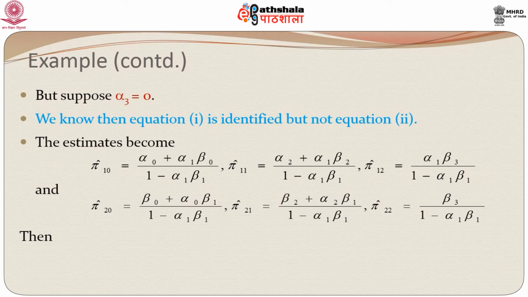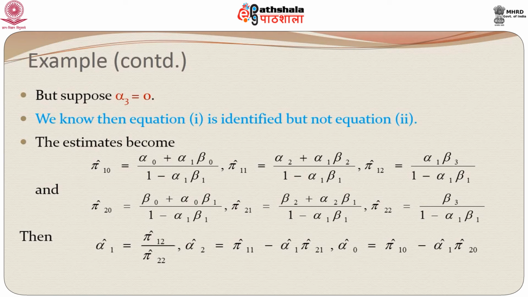Now, if you look at this, what we can see is that if I take the ratio of pi 1 2 hat by pi 2 2 hat, the ratio of the third component in both cases, what we get is alpha 1 hat. The beta 3 by 1 minus alpha 1 beta 1 cancels off and we are left with alpha 1, and hence we get a solution for alpha 1 hat. Similarly, a little algebra would show you that we can solve for alpha 2 hat and alpha naught hat as well. Problem is, we still cannot solve for beta naught, beta 1, beta 2 and beta 3.